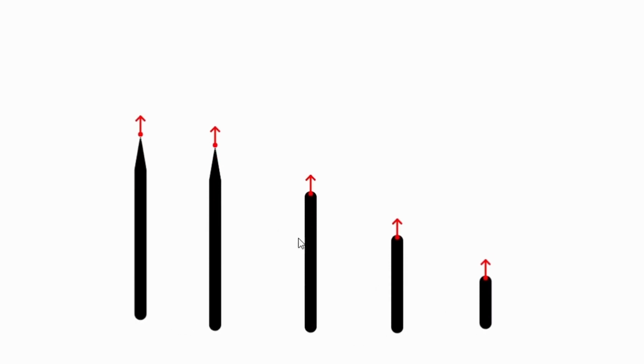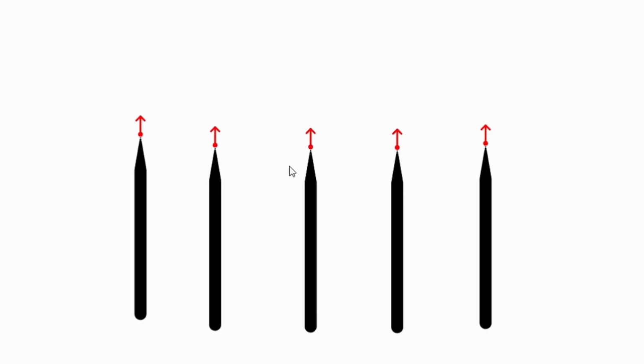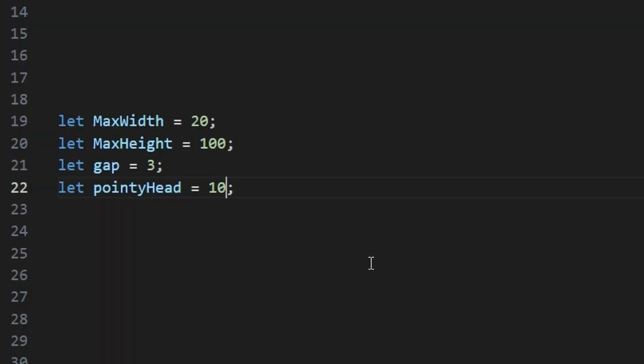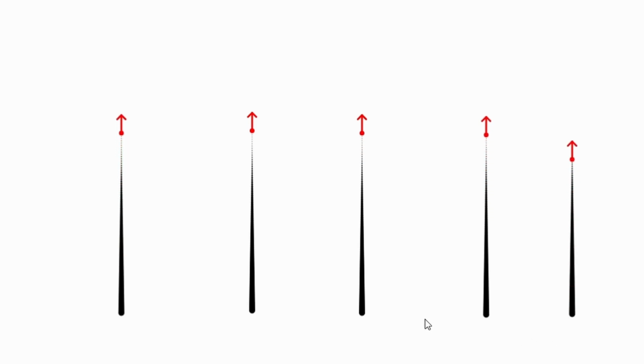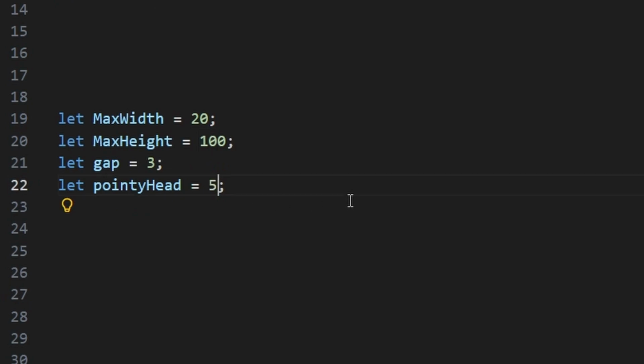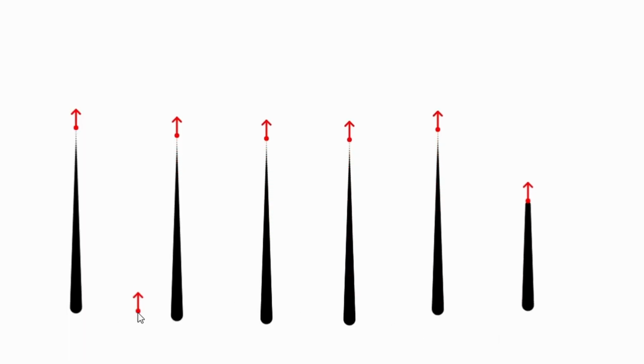For being more realistic, I want to make the point of my hairs sharp. Now you can see I'm making the heads sharper from some point, and I have to make changes to my variables so I can get it as realistic as I can. Let's make the pointy head 10. What about 5? Aha! Now we can say we're growing some hairs.